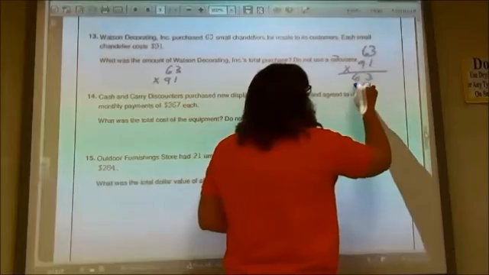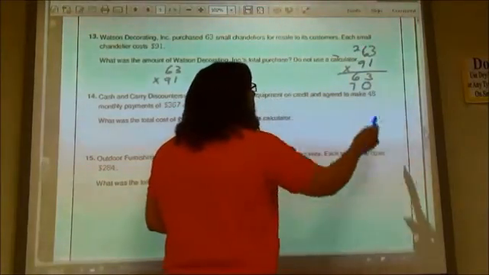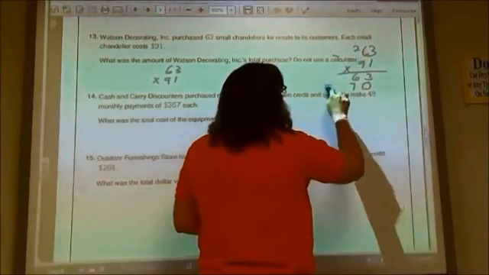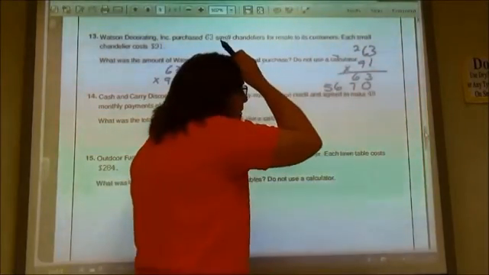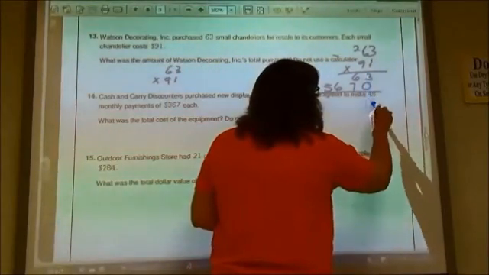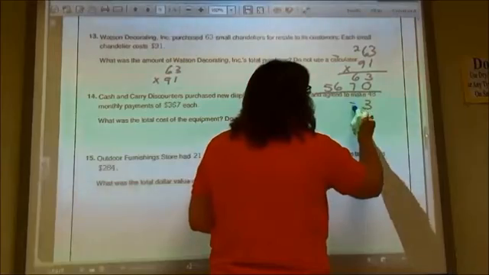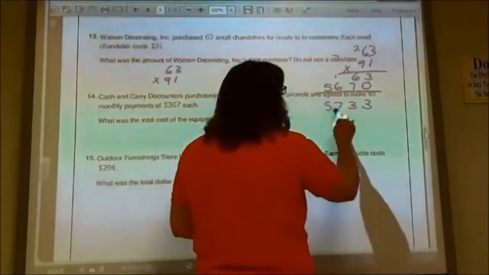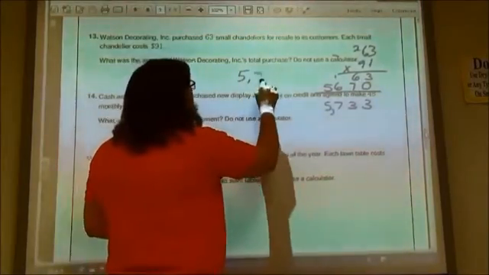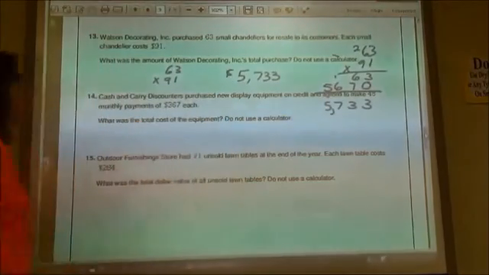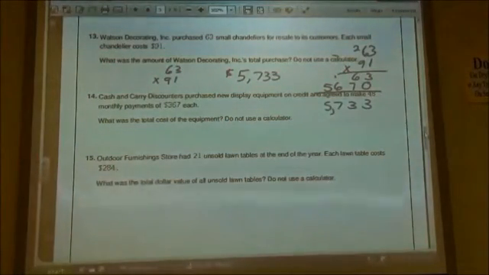9 times 3 is 27. I carry my 2. 9 times 6 is 54. Add my 2, so 56. And then I add what I have in the columns. So I'm just going to write it down here. 3 plus 0 is 3. 6 plus 7 is 13. Carry my 1. 1 plus 6 is 7. Bring down my 5. So $5,733 is the amount of my purchase if I take 63 times 91.